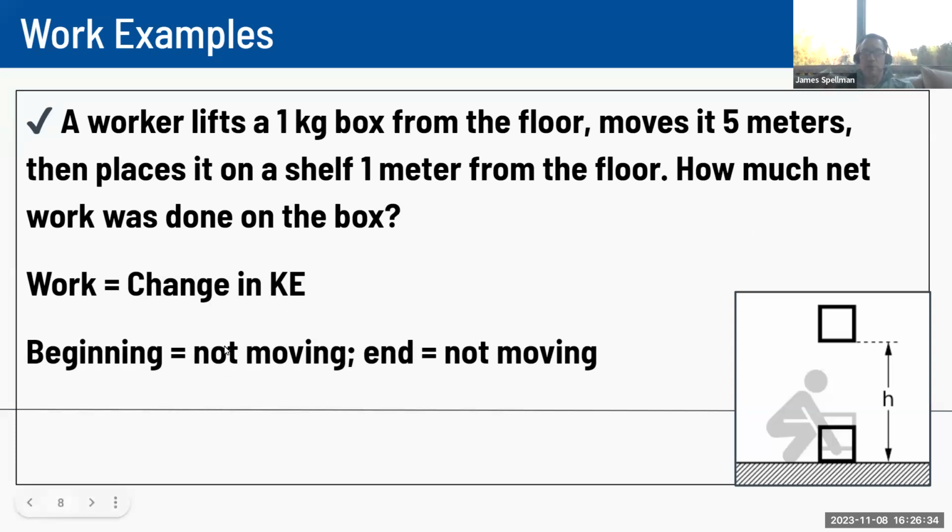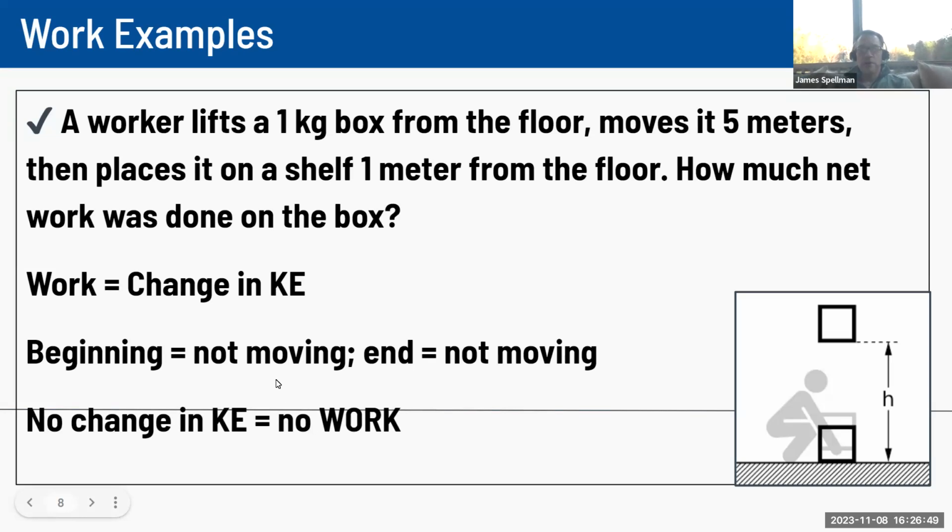So basically, there was no kinetic energy at the beginning of the situation. There's no kinetic energy at the end of the situation. So there was no change in kinetic energy. It went from 0 to 0. And so since there was no change in kinetic energy, we would just be able to say that there was no net work done on the box.